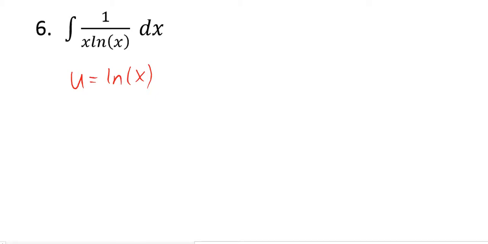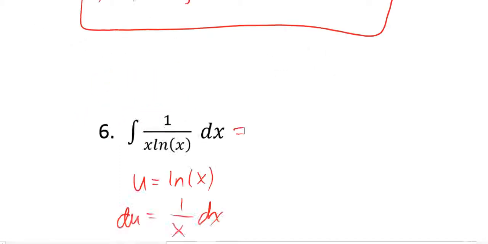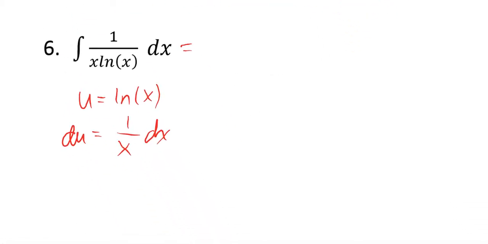So if u is ln of x, then du has to be 1 over x, and I promise you, like a little safety blanket here, okay? Every time you see ln of x, 1 over x will come along with it. Every single time. Okay? So this will become, so the 1 over x dx, you see the 1 over x is there and the dx.